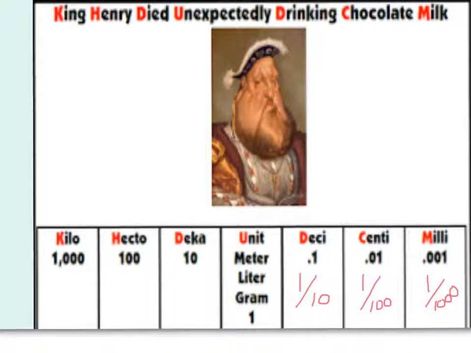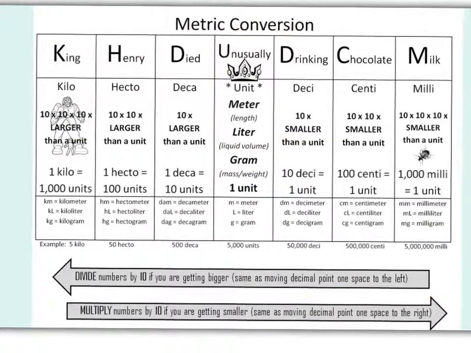Now that seems a little overwhelming, but if you learn a very simple little saying, you can learn the metric units in order. King Henry died unexpectedly drinking chocolate milk. Kilo, hecto, deca, meter, liter, gram, deci, centi, and milli. And so we can use this in order to do simple conversions within the metric system.